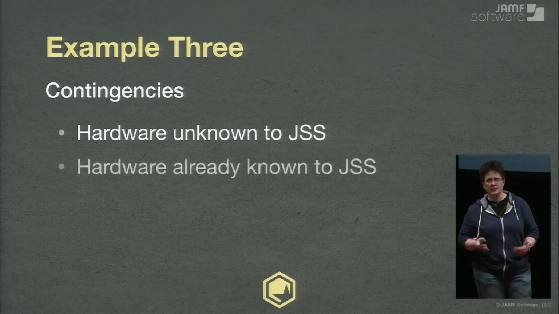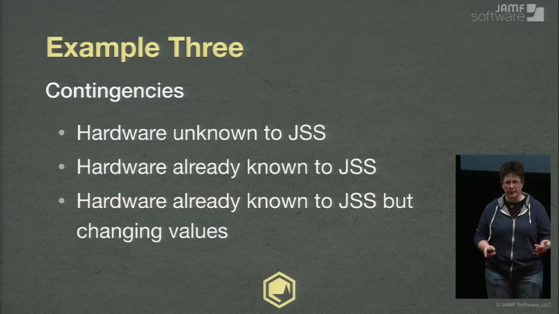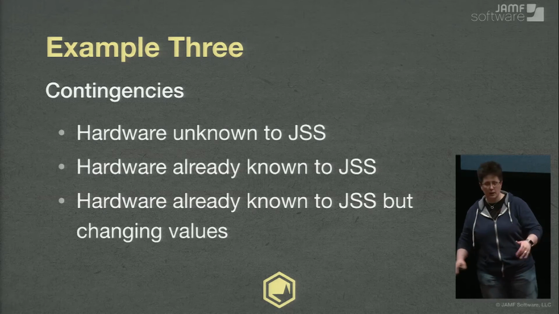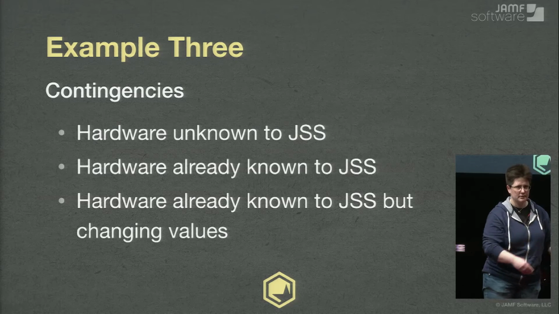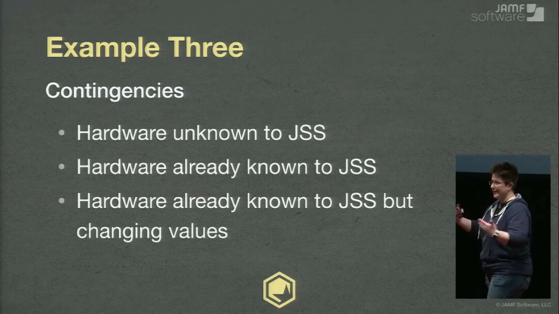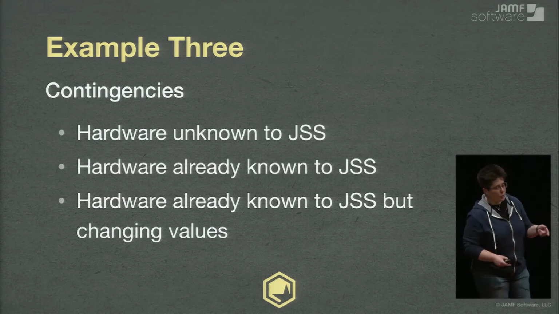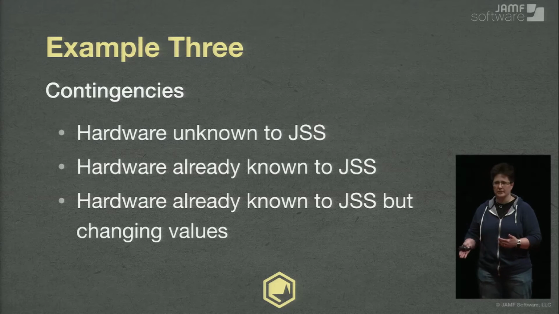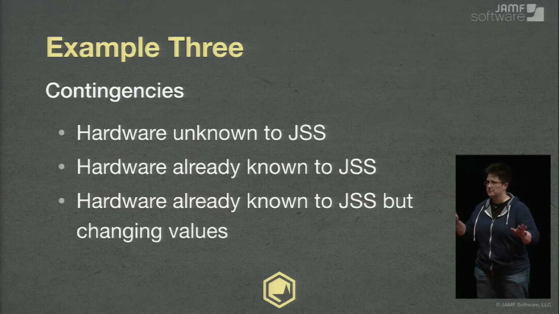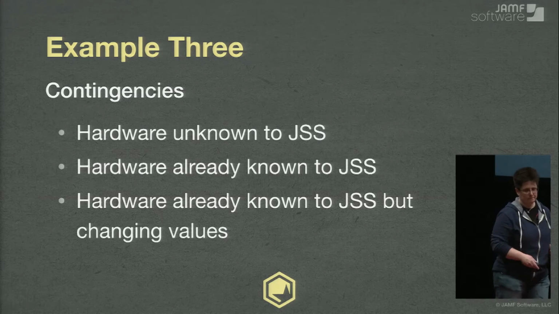We have some contingencies to plan for. Either the hardware is brand new, or it's already known and we're leaving it as is. Maybe we're just re-imaging it because, hey, I run a computer lab and these computers get re-imaged all the time. Or the hardware already exists in the JSS, but it's being renamed. We stuck a new asset tag on it, something like that. Some values are changing. These are our different contingencies to accommodate.